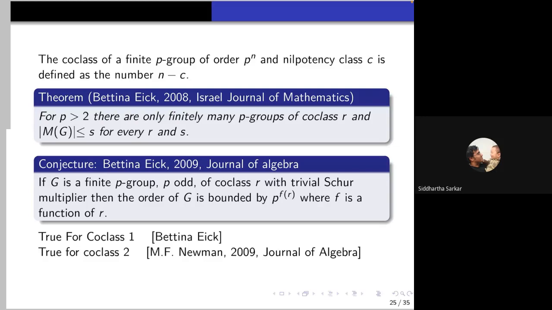Bettina Eick in 2009 conjectured that in the trivial Schur multiplier case, the order of the group can be bounded by a function of p and r. So if G is a finite p-group for odd primes p and of co-class r with trivial Schur multiplier, then the order of G is bounded by p to the power f(r), where f is a function of r. This has been proved true by Bettina Eick for co-class 1, and for co-class 2 it has been proved by Newman in 2009.